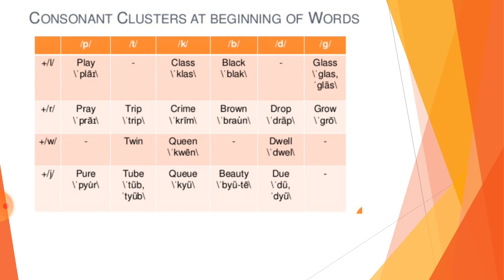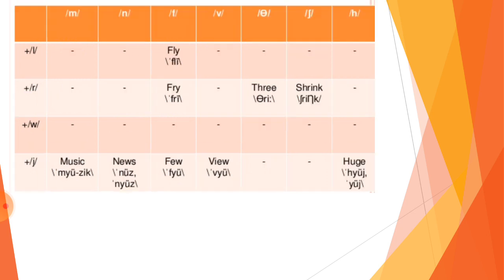Consonant clusters at the beginning of words: play, class, black, glass. P and L both are consonant letters and they occur together at the beginning of a word. So these are called initial consonant clusters. Some more examples: fly, fry, three, shrink.